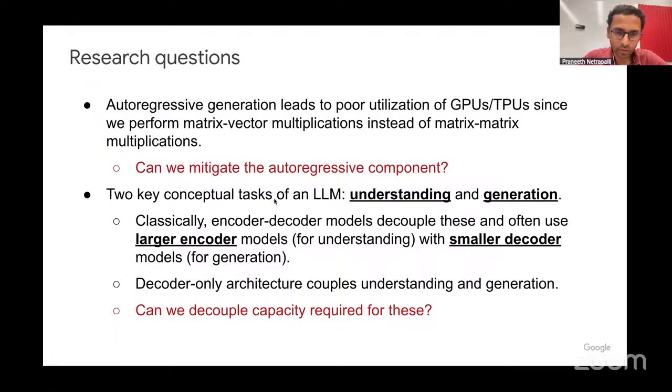The second question was that conceptually, an LLM wants to do two different tasks. One is understanding the query, and the second is generation, generating the appropriate response. Classically, there are encoder-decoder models which decouple these. Usually we use a large encoder for the understanding part, and maybe a small decoder for the generation part. Whereas in LLMs, because of the decoder-only architecture, this couples both understanding and generation. We were hoping to understand if we can decouple the capacity required for understanding versus generation, and whether we can again use some kind of large encoder and a small decoder model.